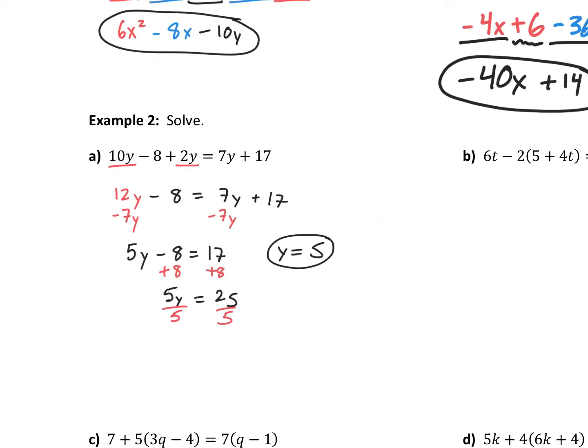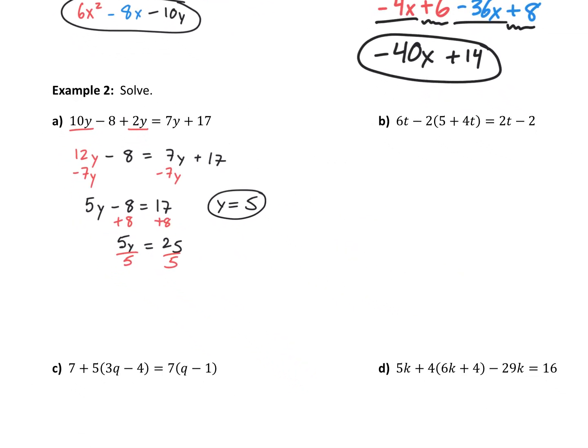Going over to B, we're still solving. It's going to be a little different because we have the parentheses. So negative 2 times 5, negative 10, negative 2 times 4t, negative 8t, and bring everything else down. We're going to combine like terms here for the 6t and the negative 8t. So that gives us negative 2t, and I'm bringing everything else down.